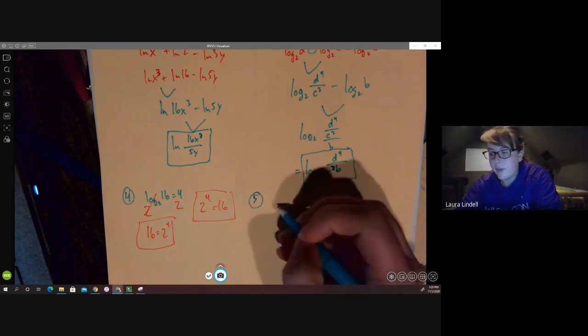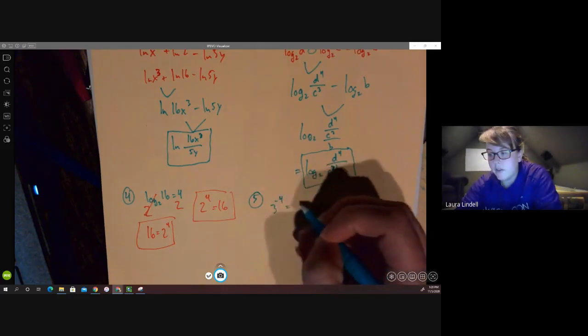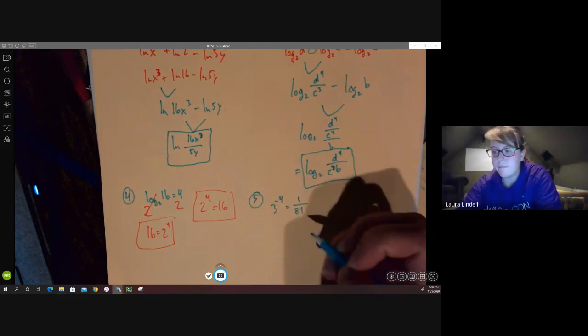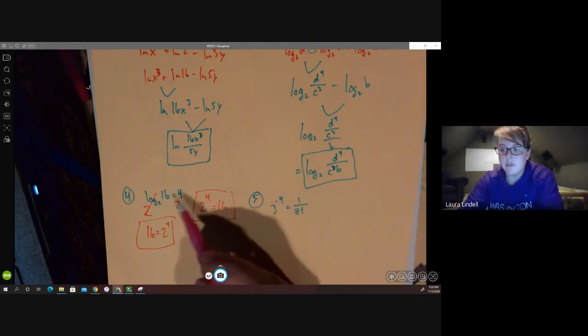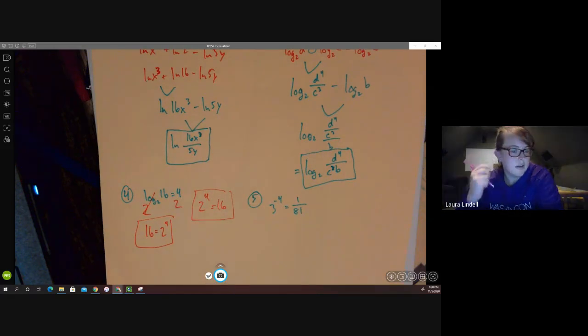Five is similar. We have 3 to the negative fourth equals 1 over 81, and we're supposed to rewrite it in log form. All right. So rewriting things as a log, you're just kind of reverse engineering this process here.